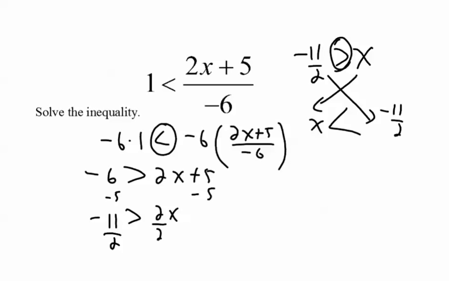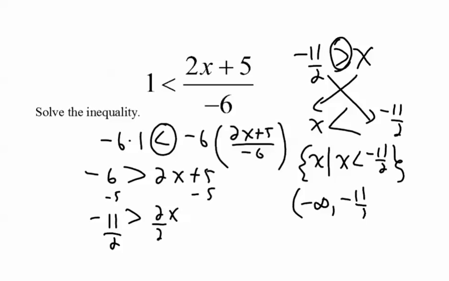So now what this looks like in set builder notation is x such that x is less than negative 11 over 2. Okay. In interval notation, it would be from negative infinity on down all the way to negative 11 halves, not inclusive. And on a number line, you would have negative 11 over 2 and be an open circle and it would go that way. Okay? Seems pretty simple, right?